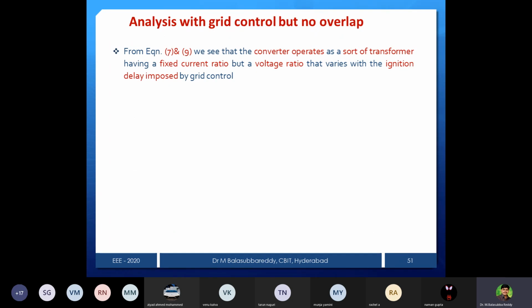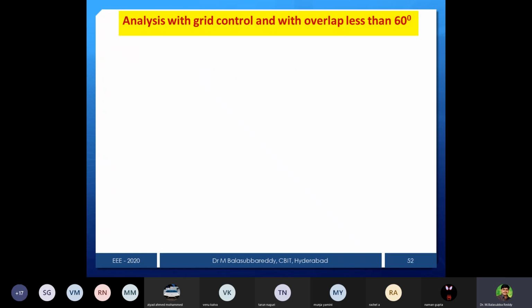The converter operates as a sort of transformer having a fixed current ratio and voltage ratio, with ignition delay imposed by the control grid. The only thing is, without the overlap period, as alpha varies, your output varies, but the formula is Vd equals Vd naught into cos alpha, and that case is without overlap. Now we will come to the picture with overlap.